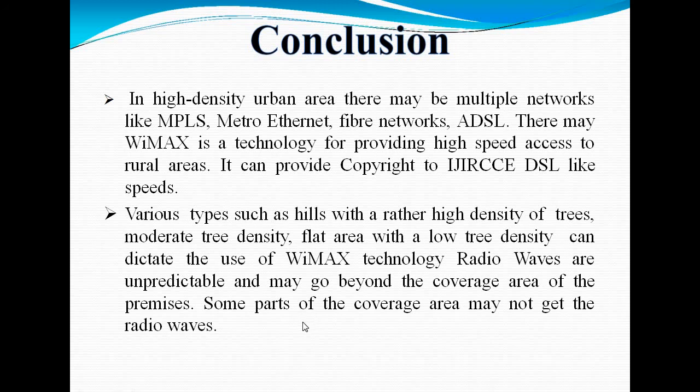So there are various types of hills with a rather high density of trees, moderate tree density, flat areas with a low tree density, which can dictate the use of WiMAX technology, since radio waves are unpredictable and may go beyond the coverage area of the premises. So to cover all these areas, we may not get the radio waves. So with the help of wireless network, we can cover all these. Our rural area and high density area is covered by WiMAX technology, or you can say wireless technology.